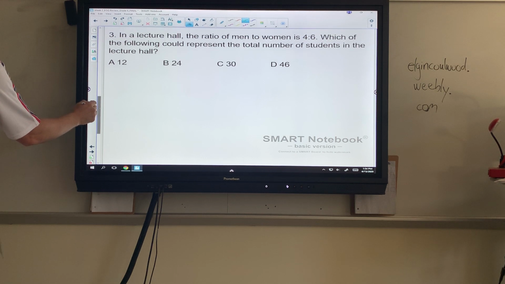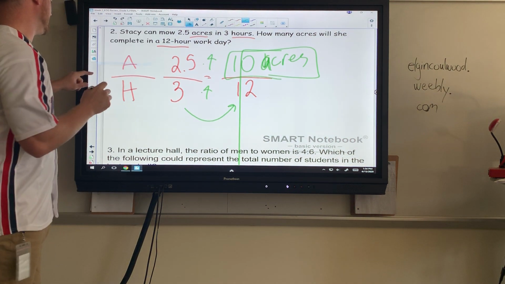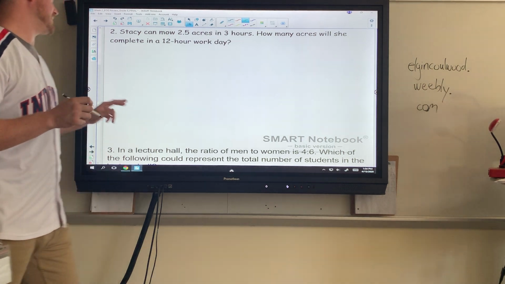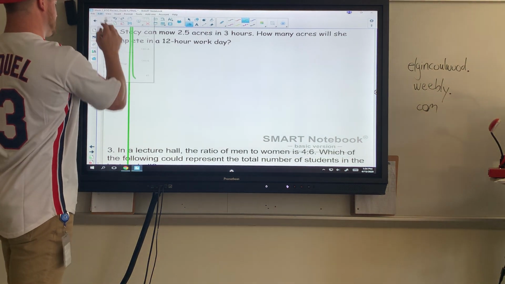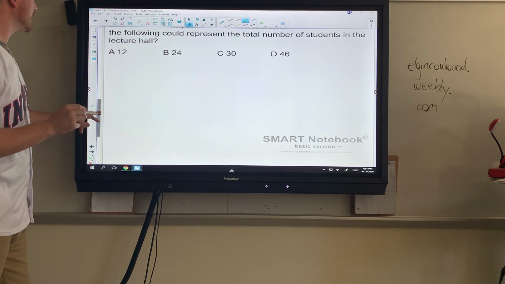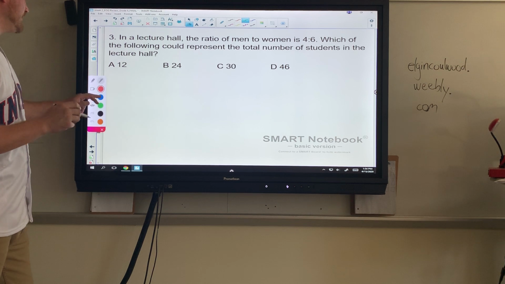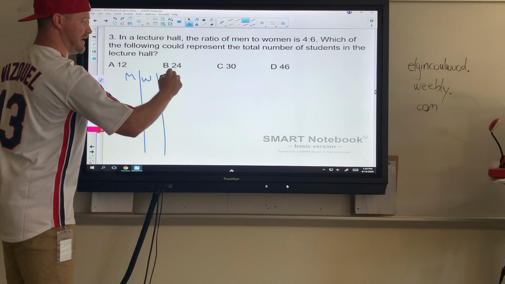Last but not least, number 3, in a lecture hall, the ratio of men to women is 4 to 6. Which of the following could represent the total number of students? So just like we did in the last one, it's asking for the total number. So I'm not going to make a ticket here. I'm just going to make a column of men to women. Sorry about this. So we have men, women, and then the total amount.